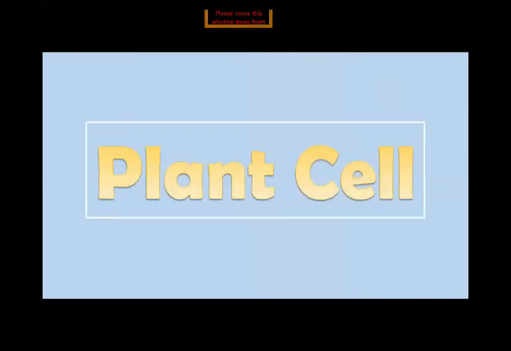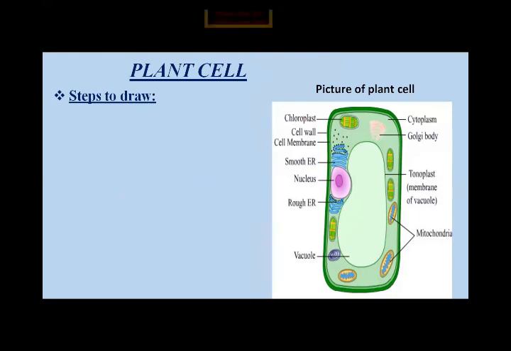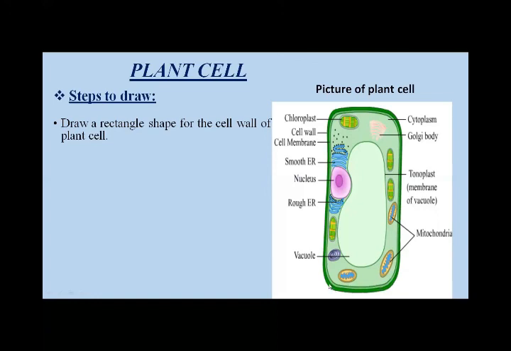Again, plant cell. First you observe the diagram and then you draw step by step. Draw a rectangle shape for the cell wall of the plant cell. This is the first layer you draw, to find out the shape or structure of the cell. Okay, then draw an inner line to make the cell membrane. This is the inner line. Observe carefully. We draw another line, a little bit thin. This is the cell wall, and this inner layer is called the cell membrane.